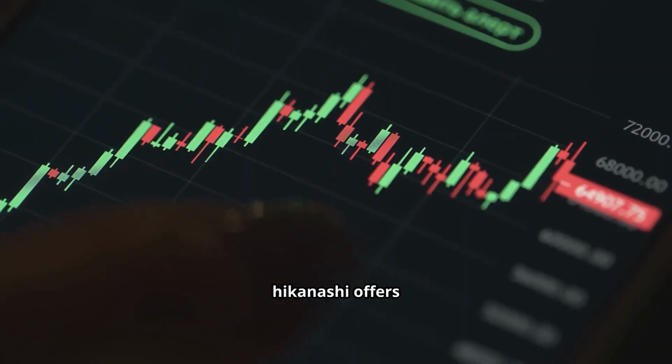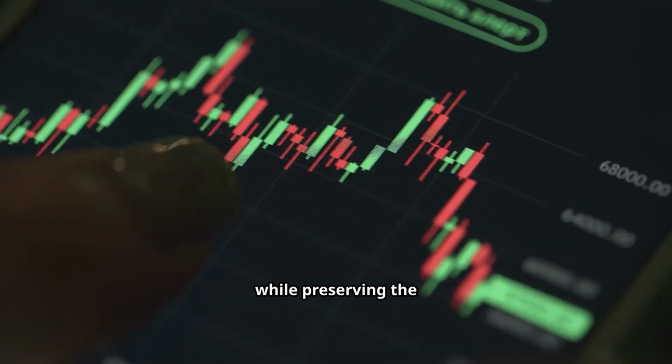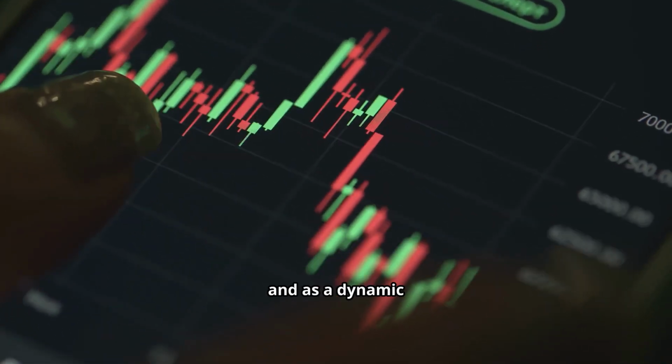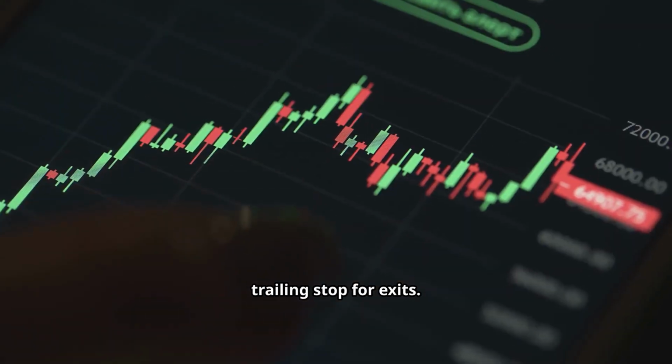The smooth Heikin-Ashi offers clearer signals while preserving the real price. Use it alongside price action for entries and as a dynamic trailing stop for exits.